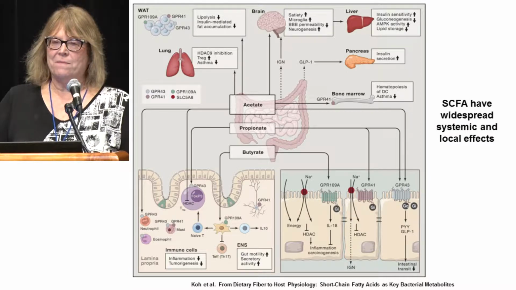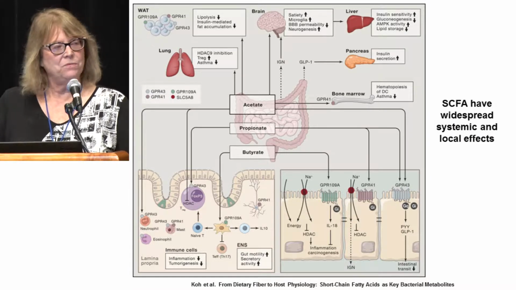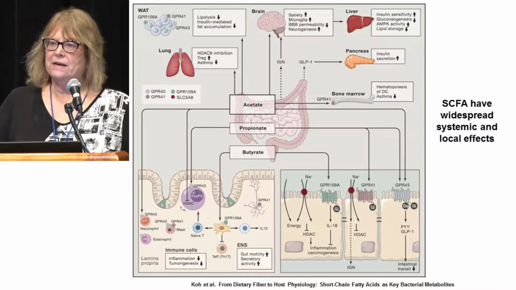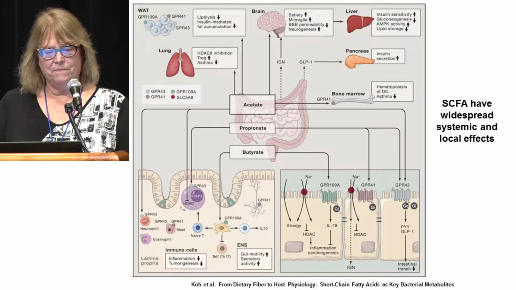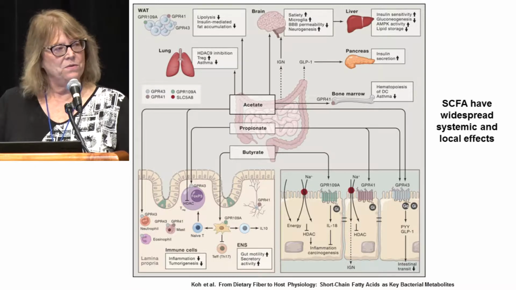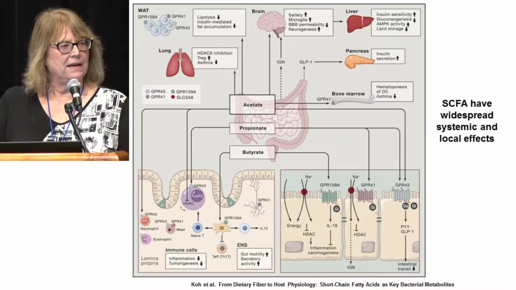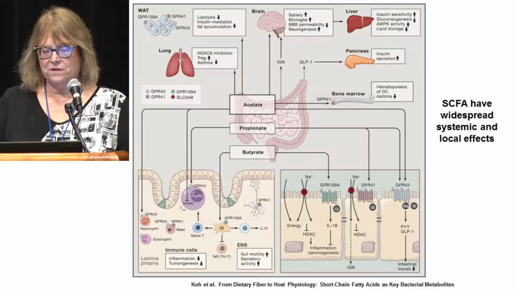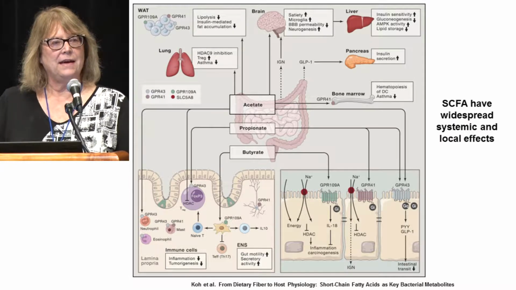Propionate is primarily absorbed through the epithelium, again interacts with some GPCRs, but is primarily metabolized in the liver. Butyrate is primarily utilized within the epithelium, but it alters immune cells, induces T-regulatory cells. You've heard it is an energy source for colonocytes, and it also alters hormone release, but primarily in the epithelium.